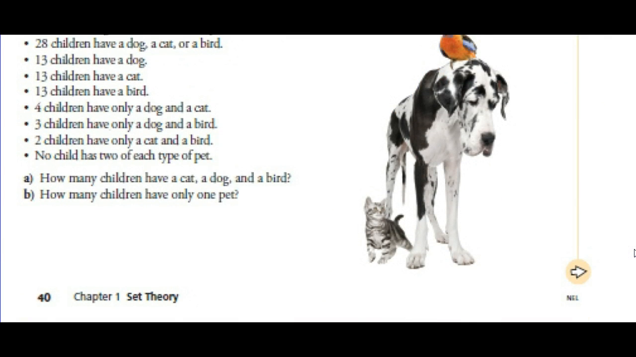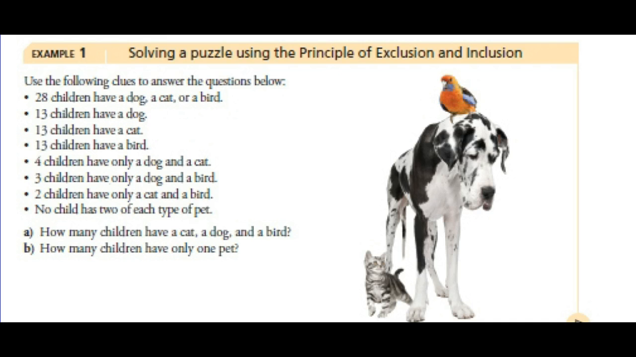So this one here is going to say use the principle of inclusion and exclusion. In other words, using those formulas. We're not going to do that. We're going to do this. Use the following clues to answer the questions below. So we've got dogs, cats, and birds.